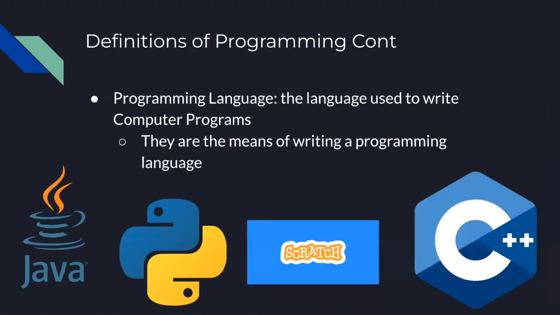Now, how do we write programs? We write them using programming languages. They're the language used to write computer programs. They're the means of writing a program. Think of it like this.